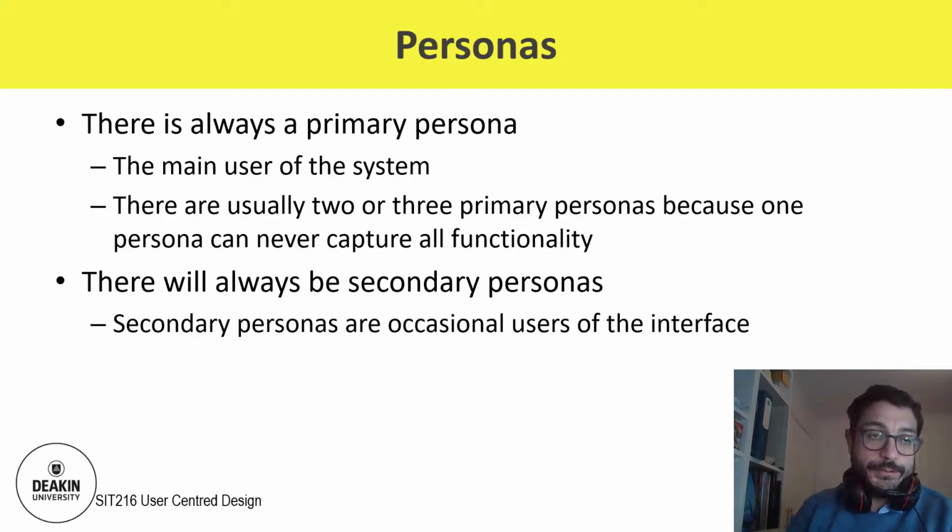So there is always a primary persona, the main user of the system, and there are always two or more personas because one persona can never capture all the functionality. Frankly, I do prefer to have the one single person and really go down deep on this person, but there are going to be many times where you want to have different people. Keep in mind that if you're looking at a business process, who are you building for? Are you building a solution for the shop owner, or are you building a solution for the customers? And that's where you start having different personas.